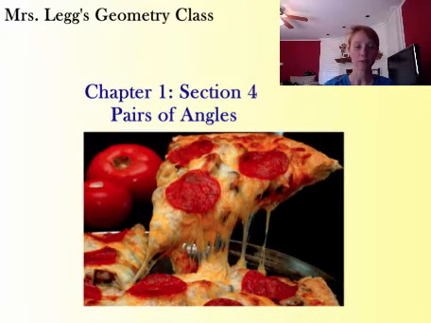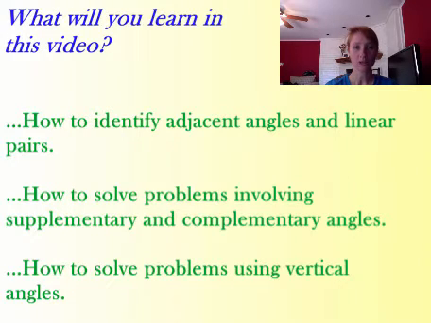Today we're going to be in chapter 1, section 4 of our textbook, studying pairs of angles. So grab your textbook and turn to page 28 and follow along. Also, make sure to take down formulas and examples in your notes so that you can apply them later in class. So today, in this video, you'll be able to answer the following questions. How to identify adjacent angles and linear pairs, how to solve problems involving supplementary and complementary angles, and how to solve problems using vertical angles.